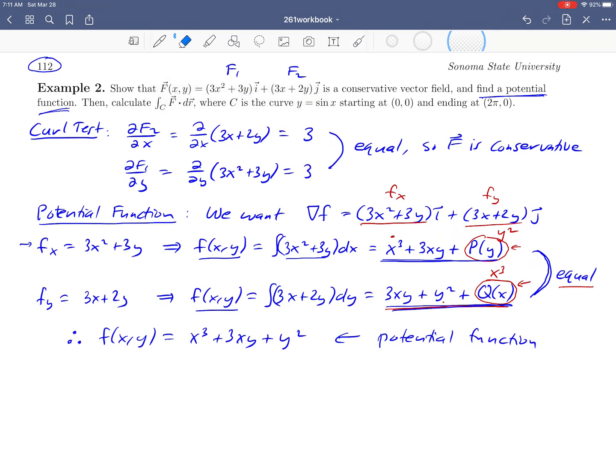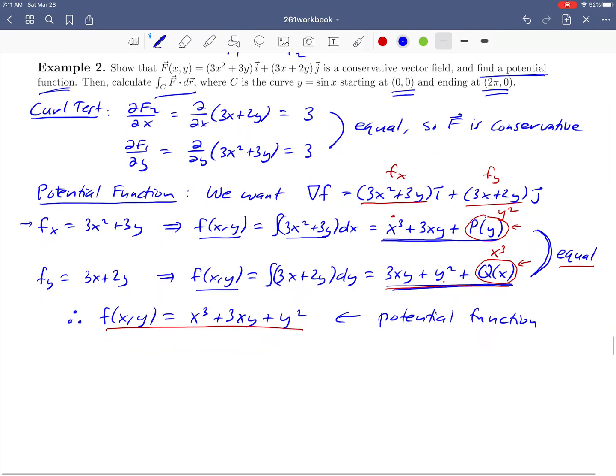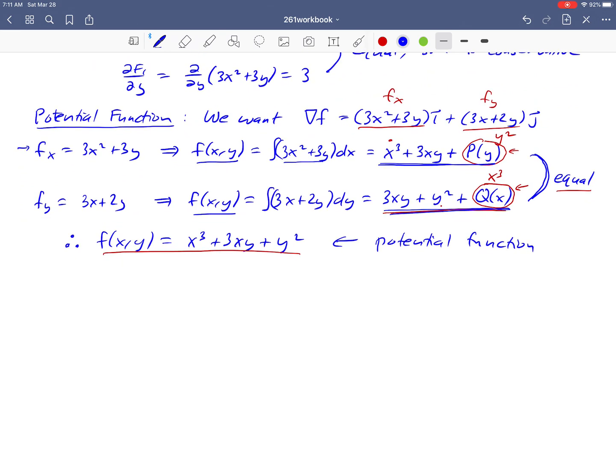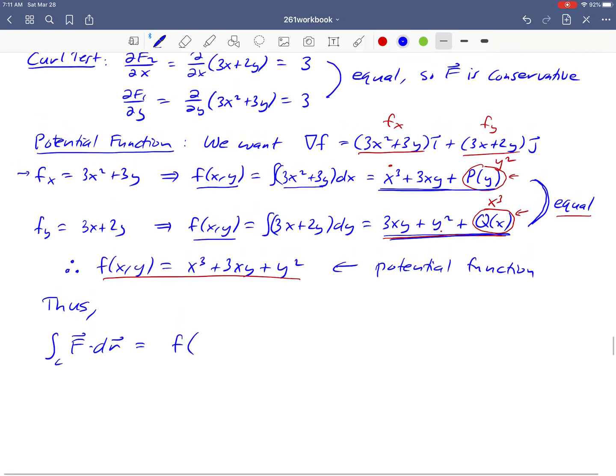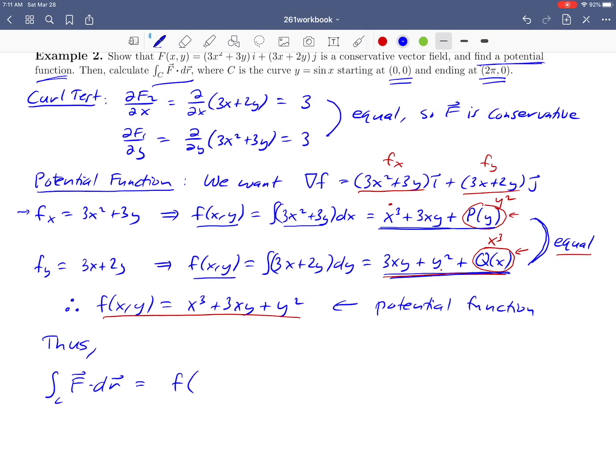Okay, so we have just completed the second part of the problem, and we are ready for the third and final part, which says, can we calculate this line integral? Well, the thing is, once we have a potential function, the calculation of that line integral is not too bad, because all that really matters is the starting and the ending point, the 0, 0, and the 2 pi 0. We just need to substitute those numbers in, and we should have the value of the line integral.